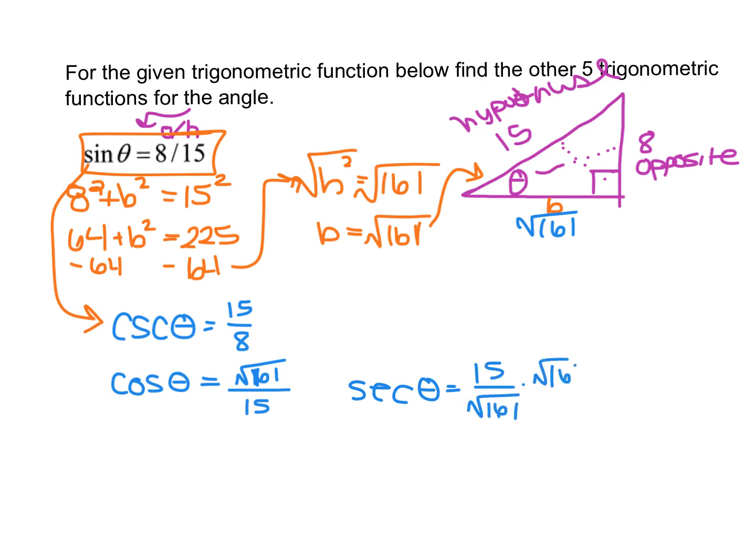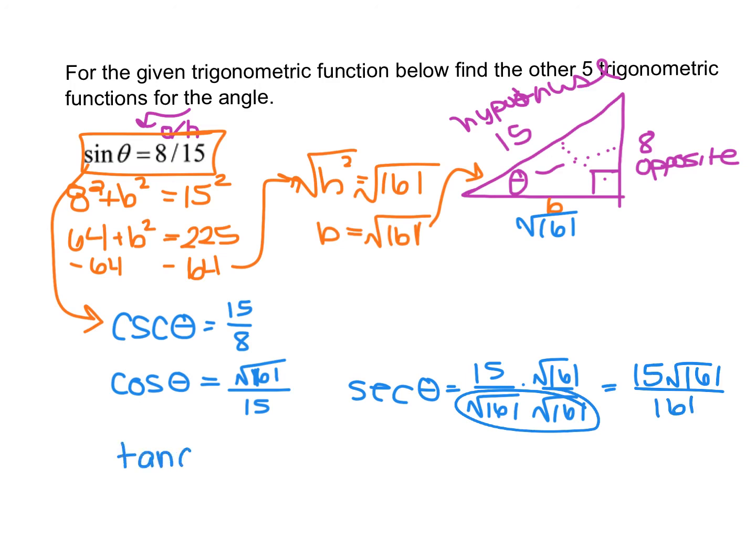I then rationalize that denominator by multiplying the top and the bottom by the square root of 161. So I end up with 15 square root of 161 in my numerator. This bottom becomes the square root of whatever 161 times itself is, so that becomes just 161. Then tangent of theta is opposite over adjacent. So again, I need to rationalize my denominator here. Multiply both by the square root of 161, and that just becomes 8 square root of 161 over 161.